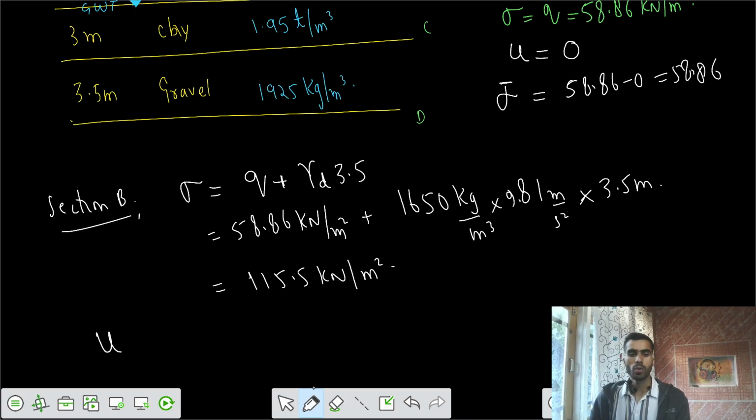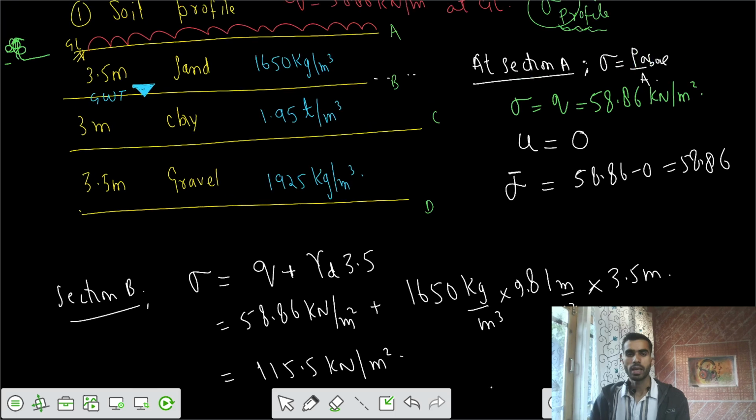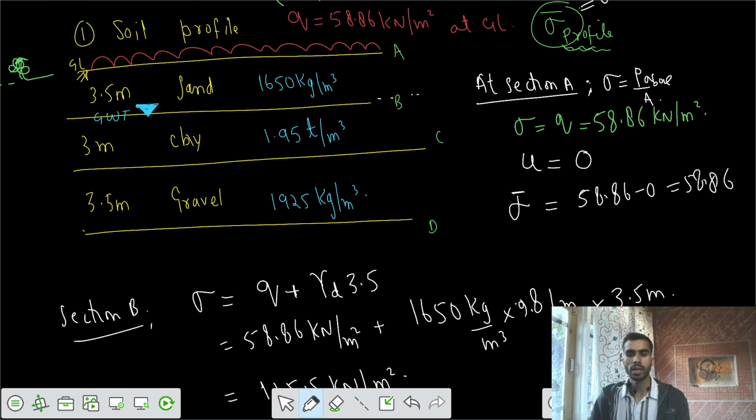And what is the pore water pressure at section B? What is the pore water pressure at section B? I would say above the point B.